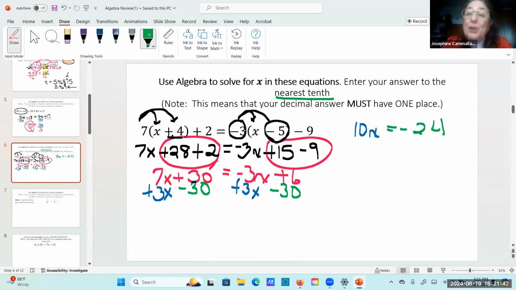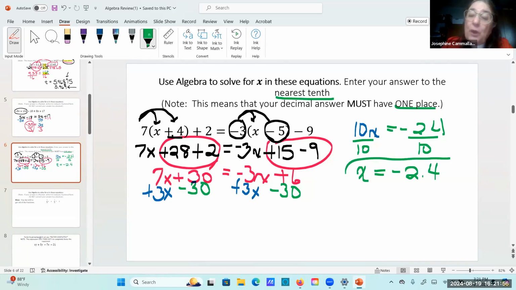This is a decimal to one place. So when I divide, my x is going to be a negative 2.4. This is the setup of MOM. Okay. Now, any questions?